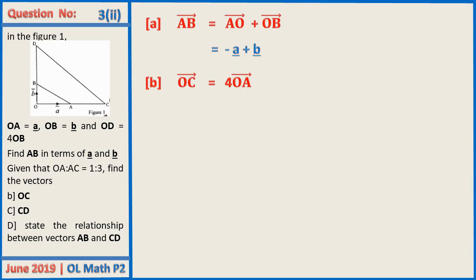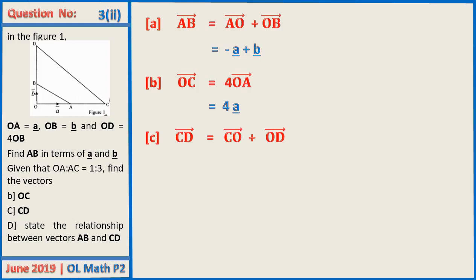So the next thing is look for OC. OC, according to the question, should be equal to 4OA. Why? Because the distance from O to A is 1/3 the distance from A to C. It means that if OA is 1 part, AC is 3 parts, giving us a total of 4 parts. So from O to C is 4 parts, and 1 part is OA. So it's OA plus OA plus OA plus OA, giving us 4OA. So OC is 4a.